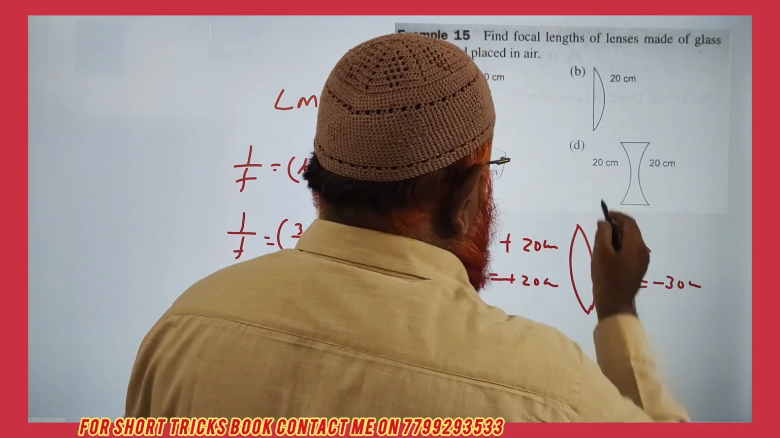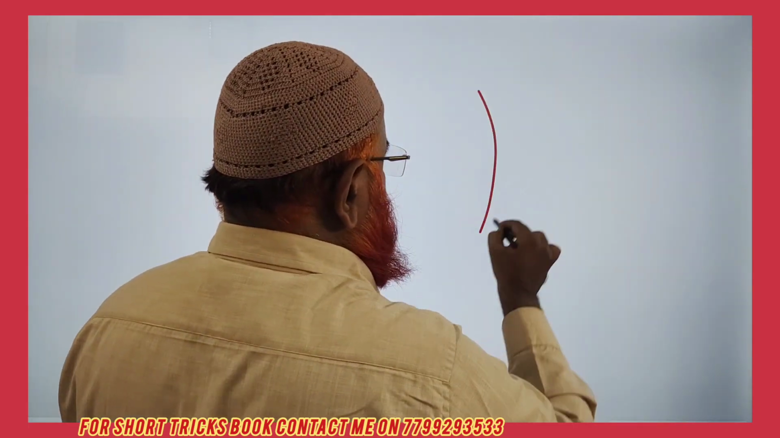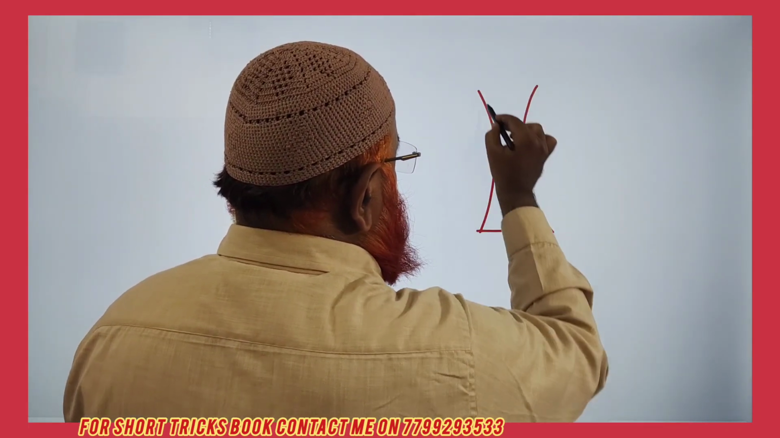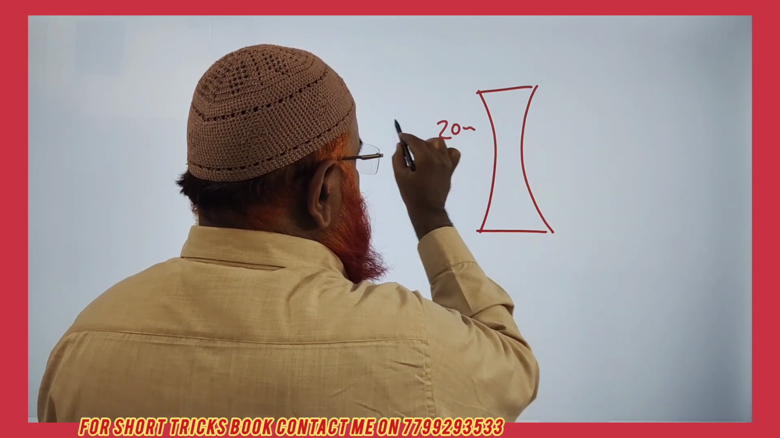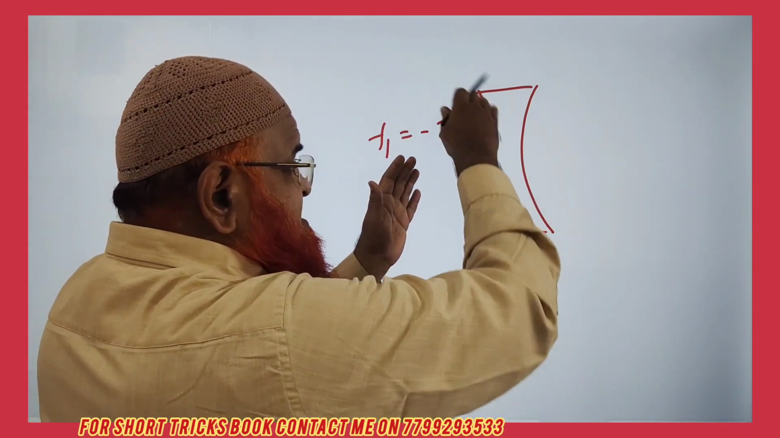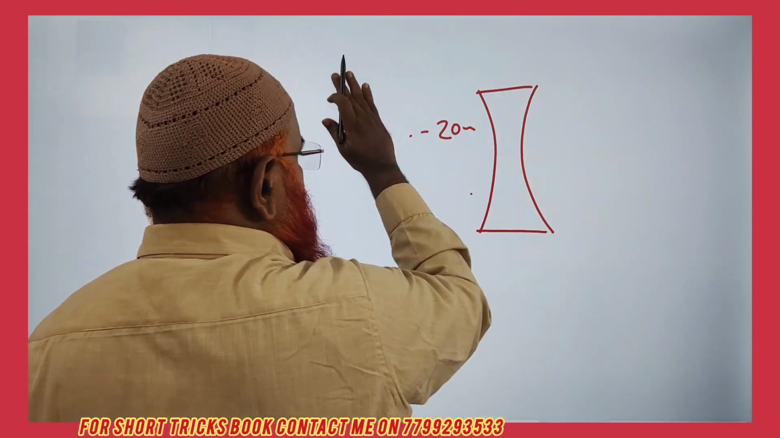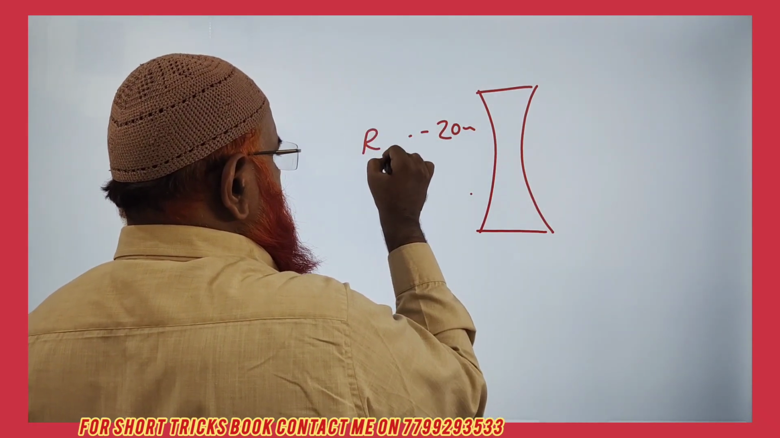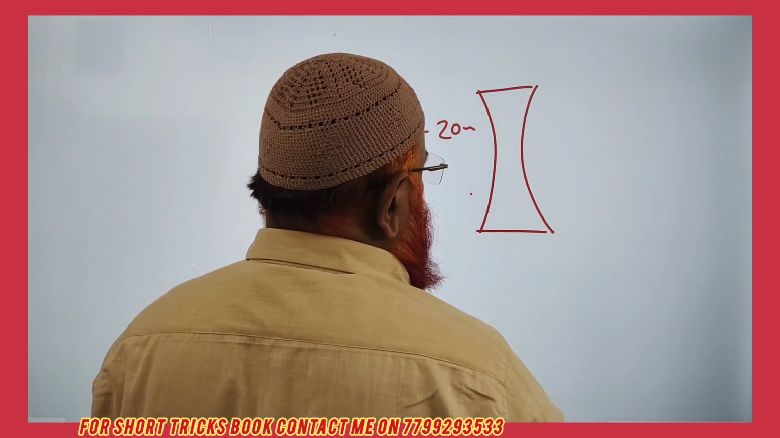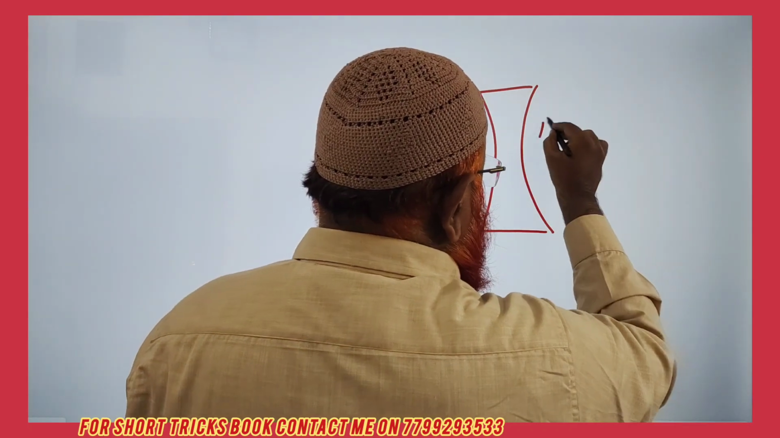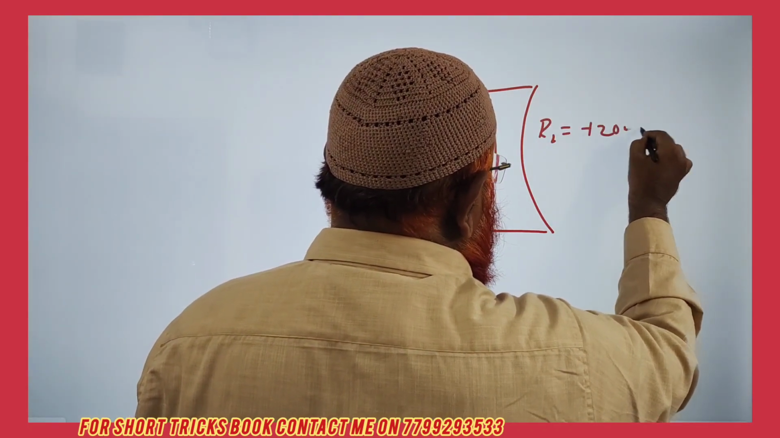Right? So what is this? 20 centimeters. This is a concave lens. What is this? 20 centimeters. Means f1 is minus 20 because this curvature is like this. It's going to be on the left side. And what is this? This is the radius. R1 is equal to 20. And this is on this side, so R2 is equal to plus 20 centimeters.